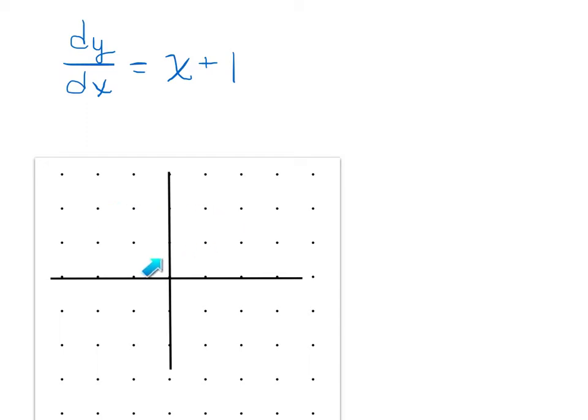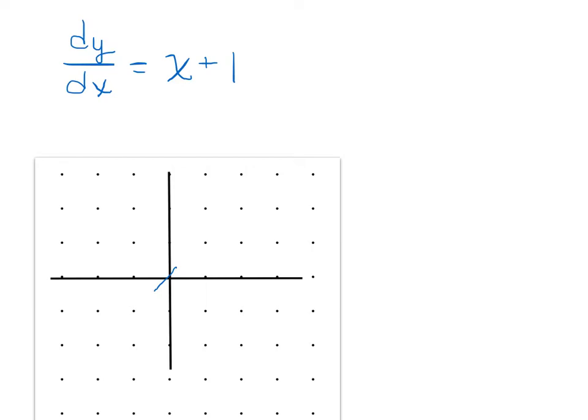We're going to take some dot paper, and at every dot on this paper, there's an x-coordinate and a y-coordinate, and we're going to use that information to figure out the slope, and then we're going to plot that at that point as a little segment of that slope. So let's start at the origin. At the origin, the x-coordinate is 0, so the slope there will be 0 plus 1, which is 1. So I'm going to plot a slope of 1 at the origin.